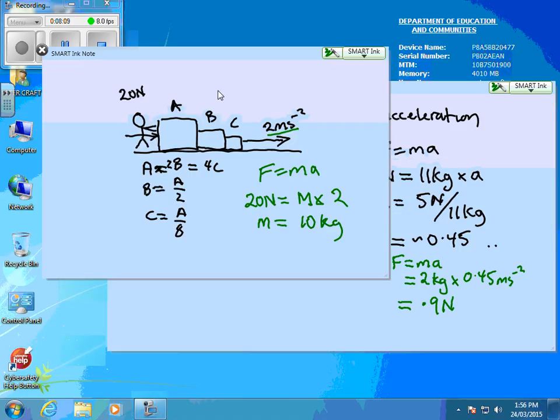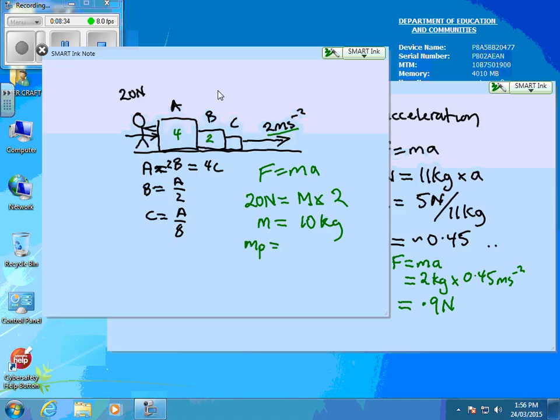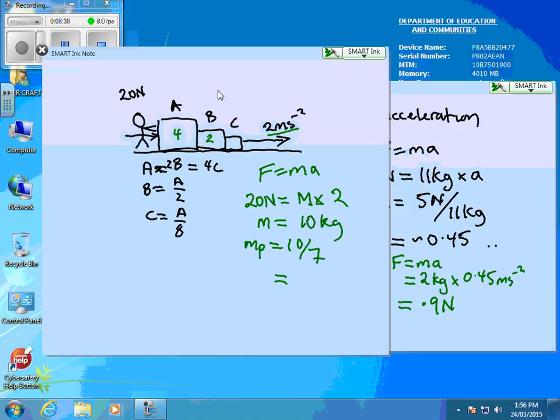A. Well, you have to weigh it in terms of C, actually, don't you? So there's one lot of C there. How many lots of C there? 2, so there's 1, there's 2 there, and there's 4 there. So it's going to be a total of 7 lots of mass. So then you can divide, each mass part is going to be 10 on 7. And then you times by 4 for A. 1.4 for C, 2.8 for B, and 5.6 for A.